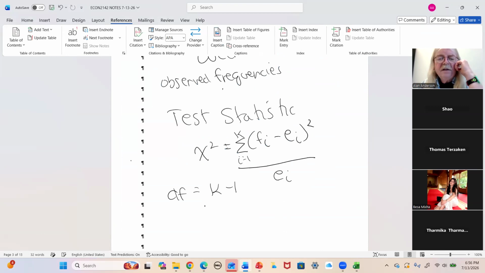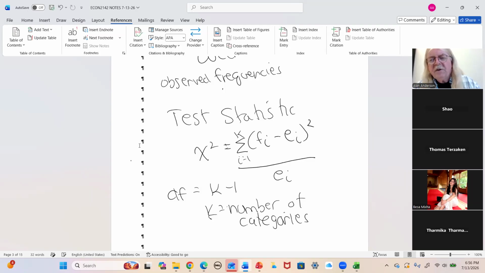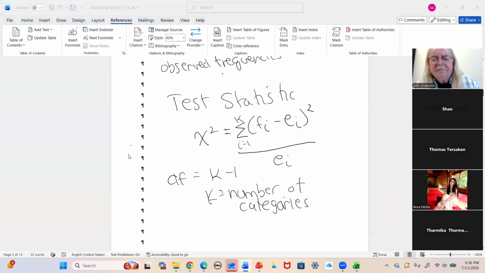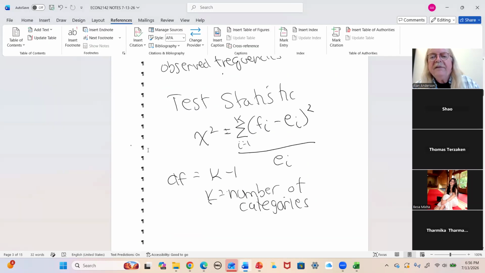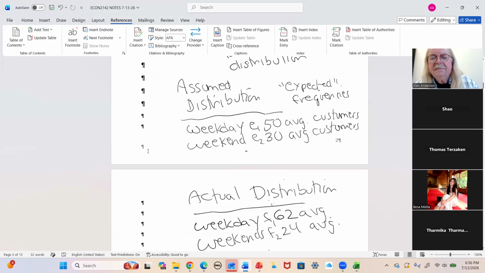K is the number of categories, which in our case is 2, although it's usually more than that. But still, the one constraint here, and you notice there's always constraints. This is the assumption we're making here: each category has at least 5 in their expected frequencies. Okay, and we have that.